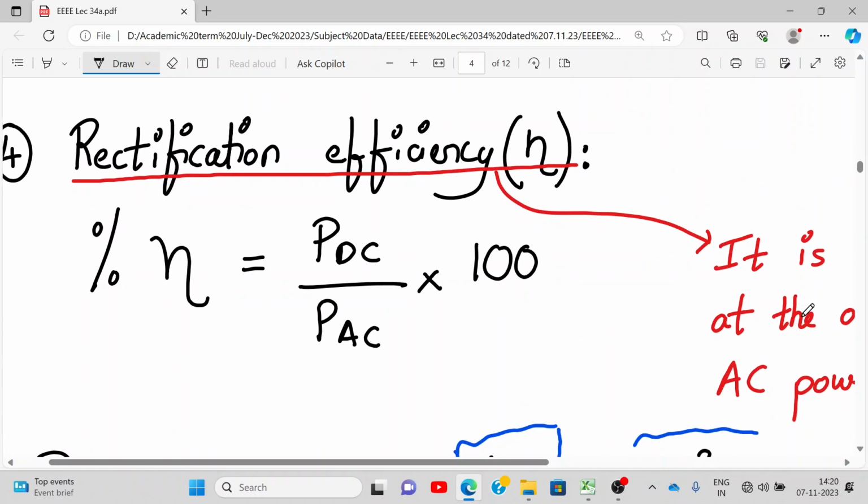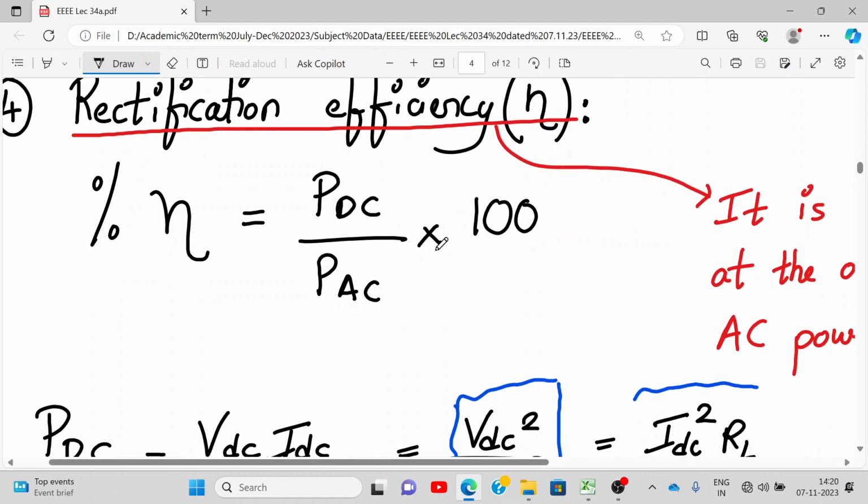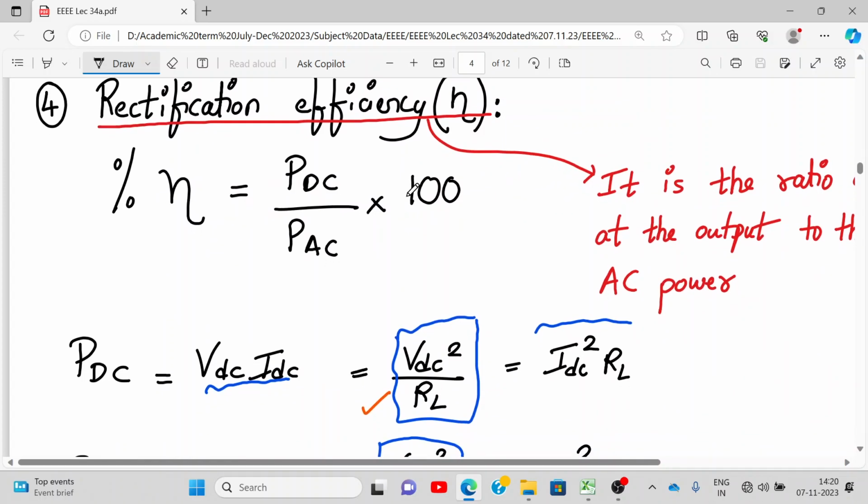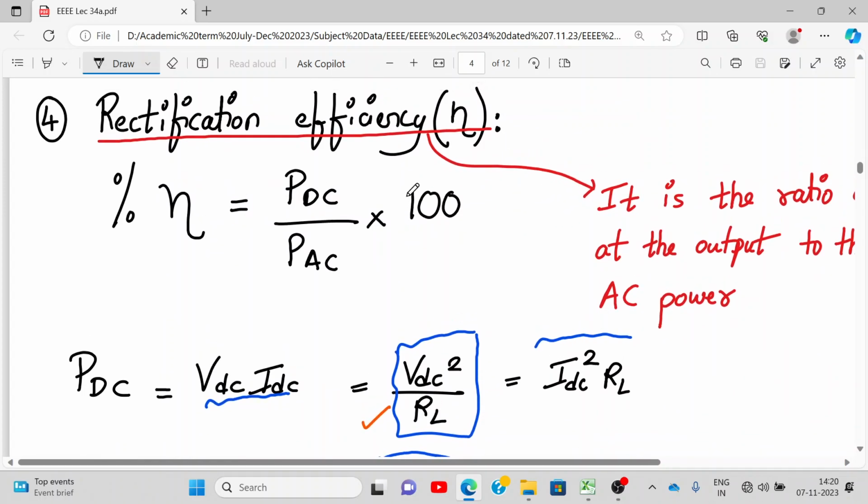Next, we'll find the rectification efficiency. So write down the heading rectification efficiency. Write down its formula again. I mean, you write this completely. Rectification efficiency is a new term, so you calculate this together. So write this down. Rectification efficiency is output DC power upon input AC power into 100.